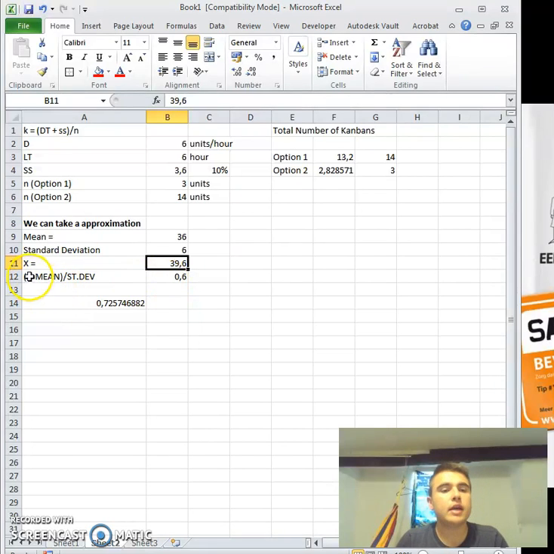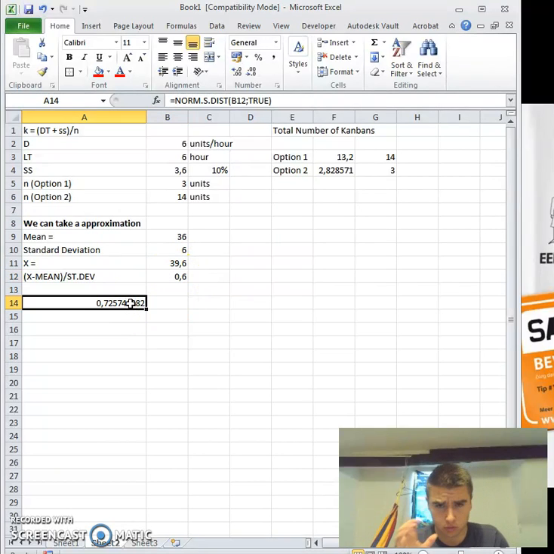So if we fill in x minus the mean divided by the standard deviation, we get 0.6, and the value of 0.6 in the normal distribution is 72.6%, which is equal to the service level. You could do this with Excel, you could also find it in the normal distribution table.